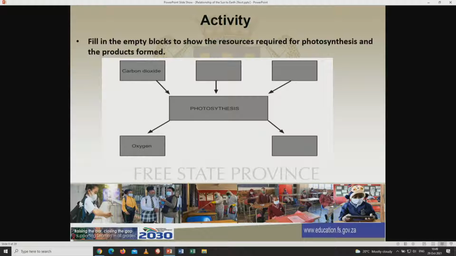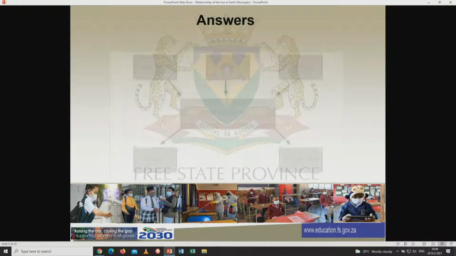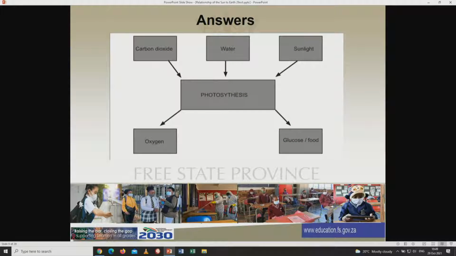Okay, let's move to the answers. For photosynthesis to take place, you need carbon dioxide, water, and sunlight. And your products will be oxygen and glucose or food. I hope you got them right, grade 7s. Now, let's continue.